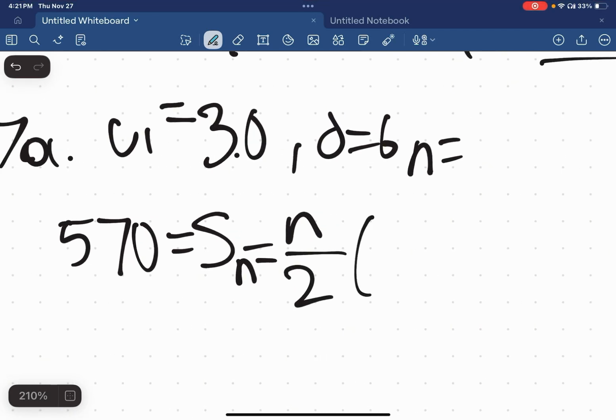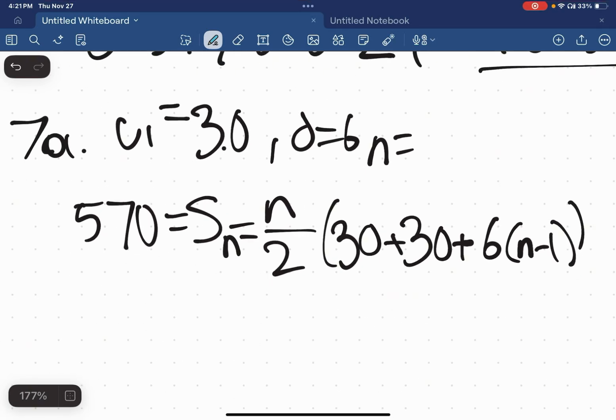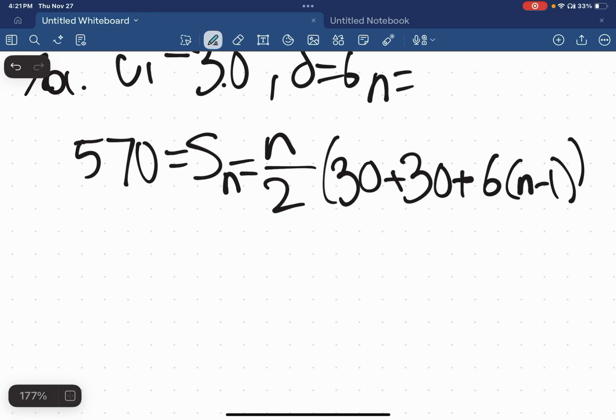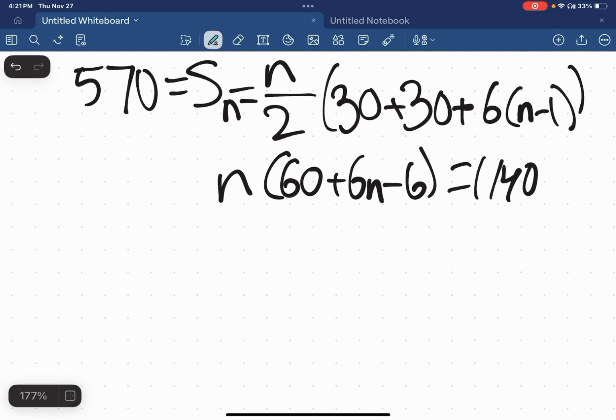It's going to be n over 2 times U1, 30, plus Un, which is 30 plus 6 times n minus 1. And then solving this, we get that n times 60 plus 6n minus 6 is equal to 1,140. And from here, you create a quadratic equation and then simplify it all.